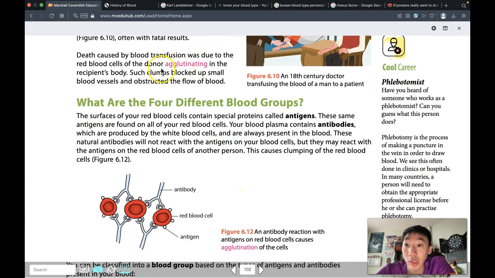And what is agglutination? Agglutination is when the blood clumps up together and it blocks the small blood vessels like the capillaries or even your arteries, etc. And then without the flow of blood through the body, cells don't get enough oxygen, don't get enough glucose, and then you die. So why does this happen?